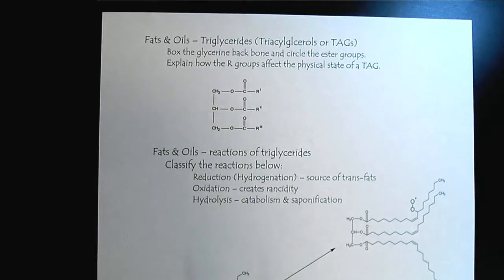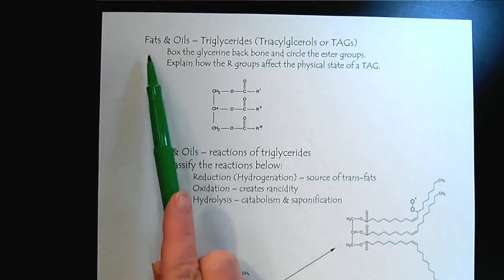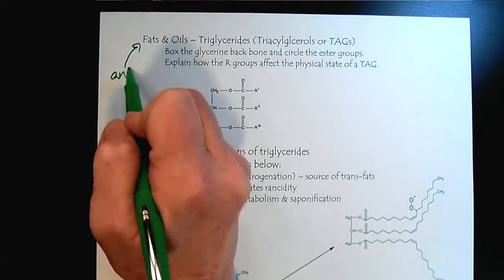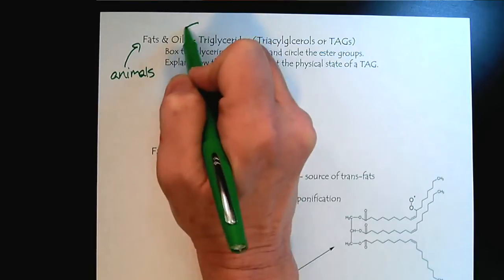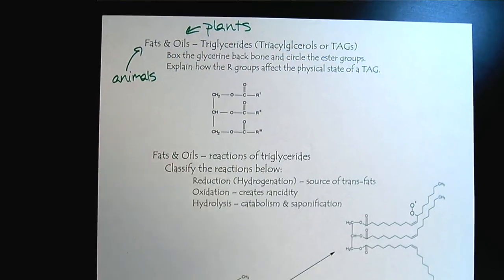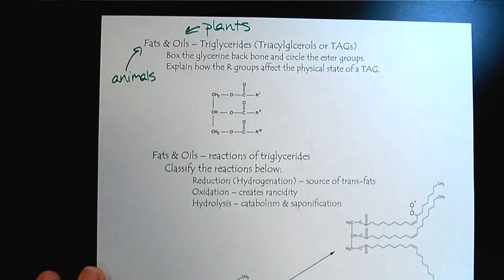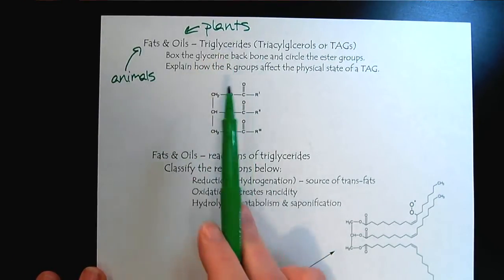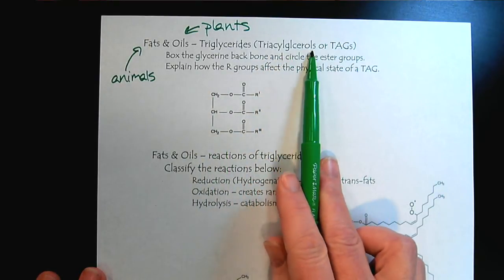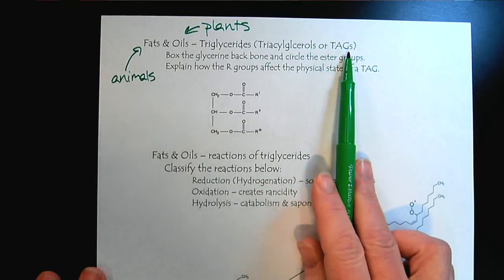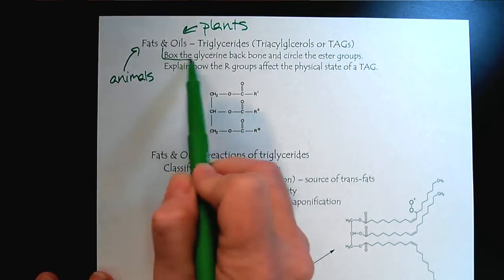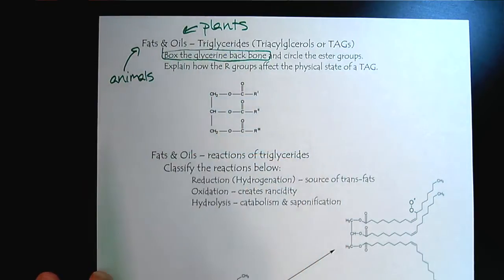And just linguistically, before we get too far, fats imply that they come from animals, oils from plants, right? But then chemically, we don't really care about the origins when we think about it. We just call it a triglyceride because of this glycerin backbone. They also get called triacylglycerides, and that can get abbreviated as a TAG. So lots of synonyms. Alrighty, so let's box the glycerin backbone.